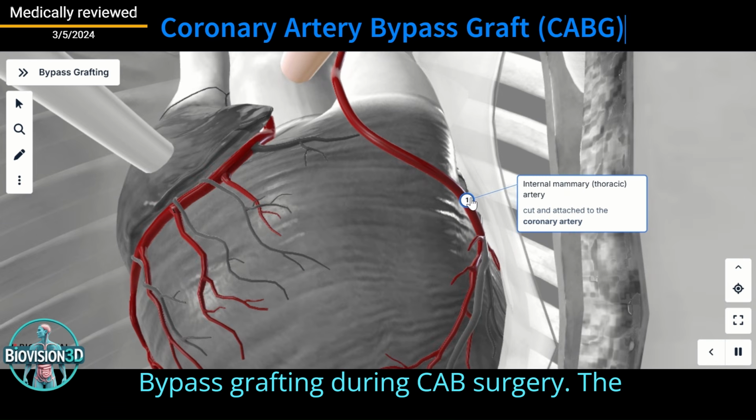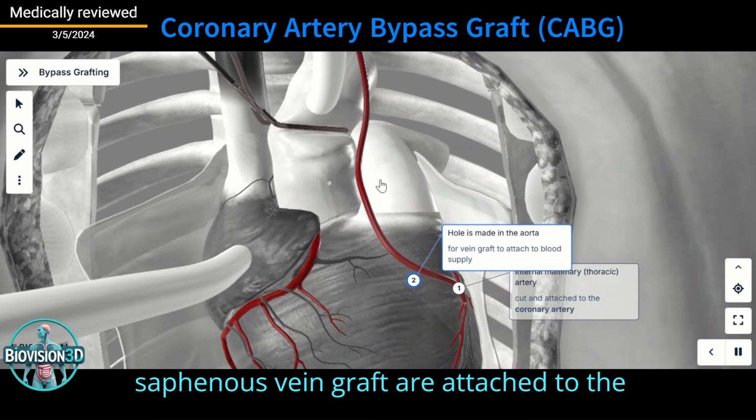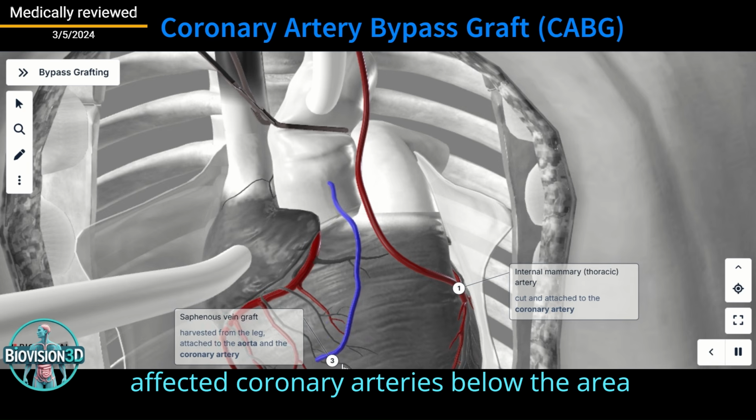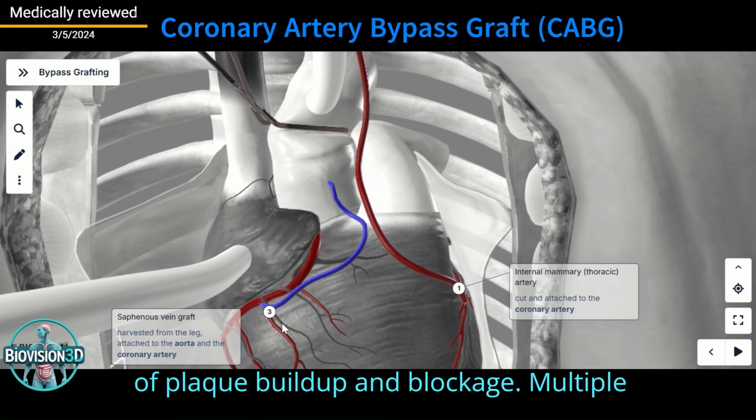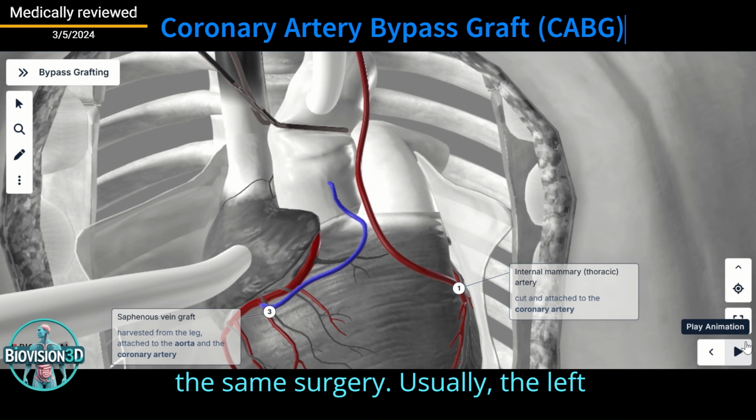Bypass grafting. During CABG surgery, the internal mammary (thoracic) artery and saphenous vein graft are attached to the affected coronary arteries below the area of plaque buildup and blockage. Multiple blocked arteries can be bypassed during the same surgery.